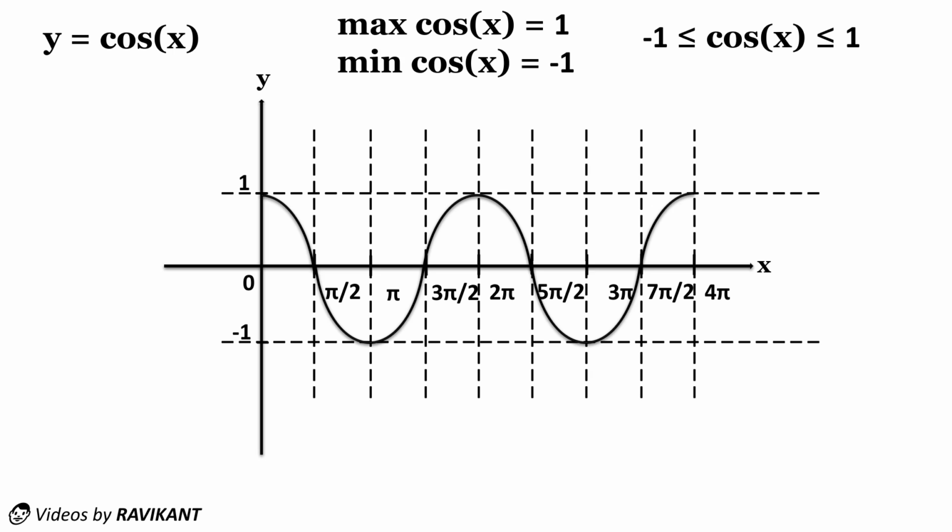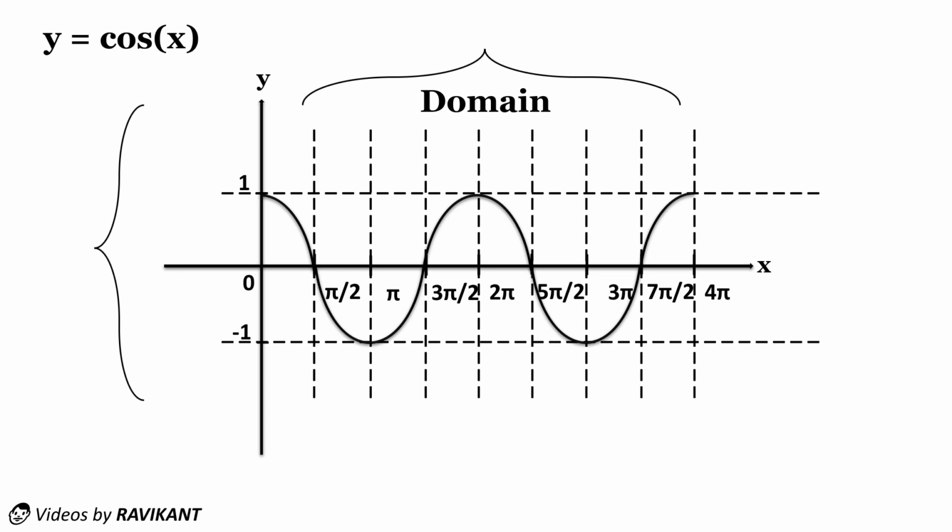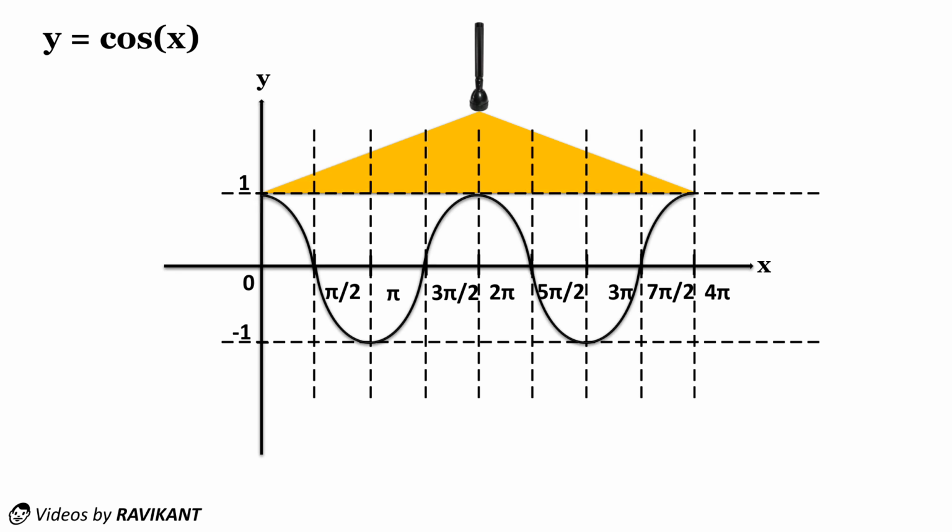We will find out domain from top side and range from left side by flashing the light. To find the domain, flash the light from top side. So you can see that the light is following every part of this graph, and that's how we see a shadow at the bottom side of this graph.